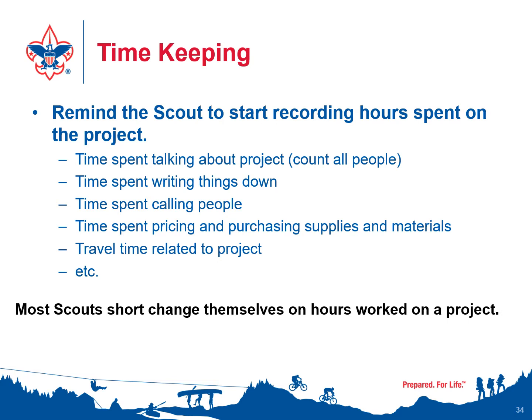They should be tracking hours by the person that they're working with so that eventually when they have to do the report at the end, they need to be able to break out the hours by their hours that they used, all scouts and scouter hours, and then all hours for people that are not part of the organization. So they need to be able to start tracking hours for everybody that's helping them and working on the project with them. We have found that most scouts shortchange themselves on the hours worked on a project because they don't keep track of the hours. And at the end, they try to estimate the number of hours and they always estimate low.